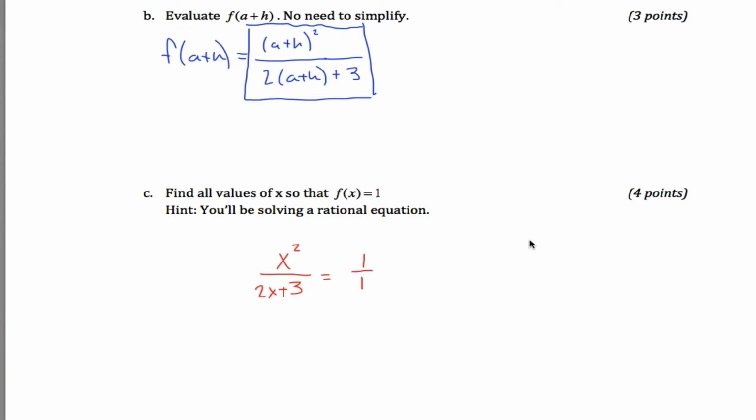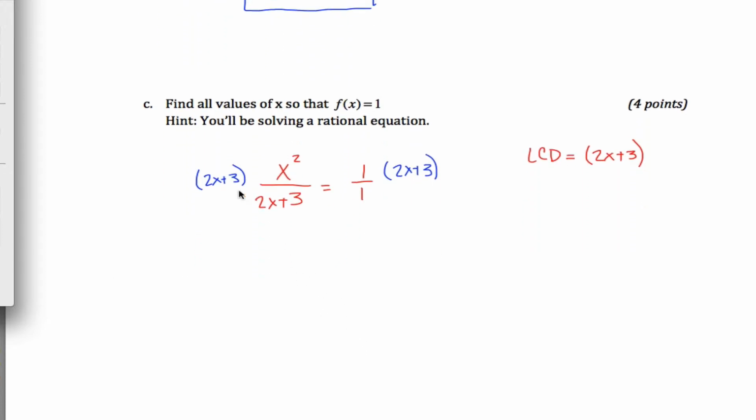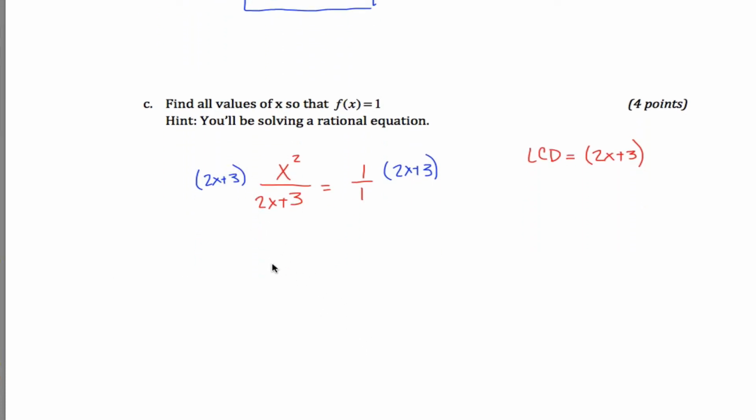And we can make it so that there's no denominator if we multiply both sides of the equation by the least common denominator. Well, in this case, least common denominator is pretty easy. It's just this 2x plus 3 thing, times 1 if you want. But when you multiply 1 by something, you don't change its value. So it's the 2x plus 3 that I'm going to multiply both sides of the equation by. And the reason I do that is because now things will cancel out. These 2x plus 3's cancel out, and I'm left with just an x squared on this side of the equation. On this side, I have 1 times 2x plus 3, which is just 2x plus 3.